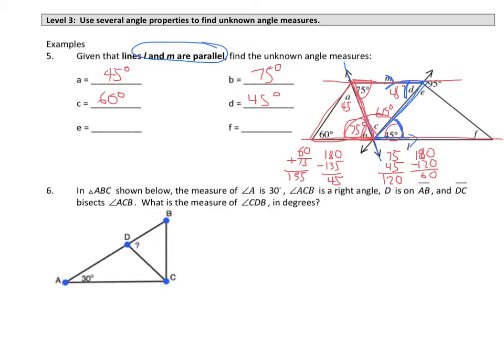Now, to find the measure of angle E, it makes a straight line with a 95-degree angle, so I can do 180 minus 95, and we get 85. So angle E is 85 degrees.